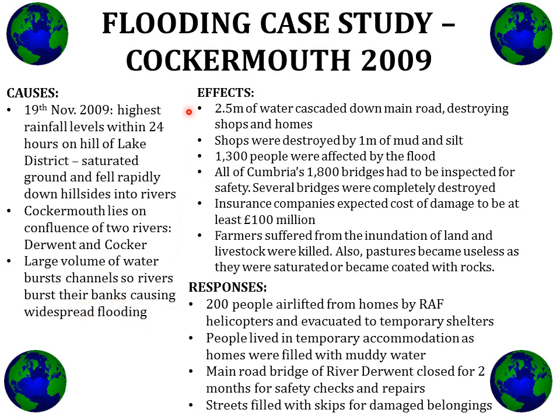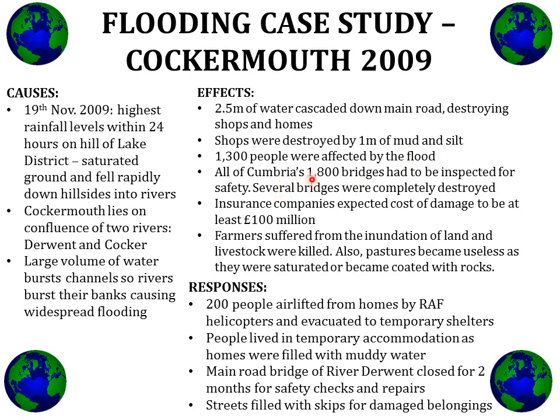The effects of the flooding: 2.5 meters of water cascaded down main roads, destroying shops and homes, which is a social impact as people lose their homes, and an economic one as well as people lose business. Shops were destroyed by 1 meter of mud and silt, so again, another economic impact. 1,300 people were directly affected by the flood, which is a social impact.